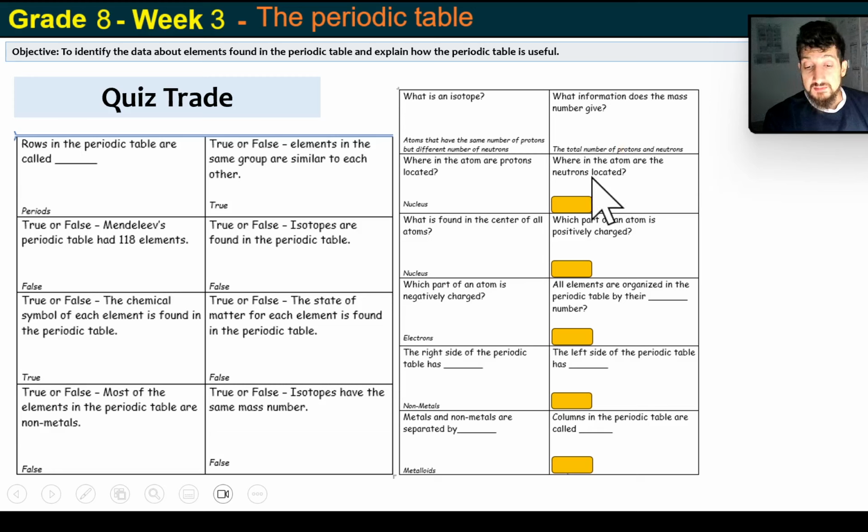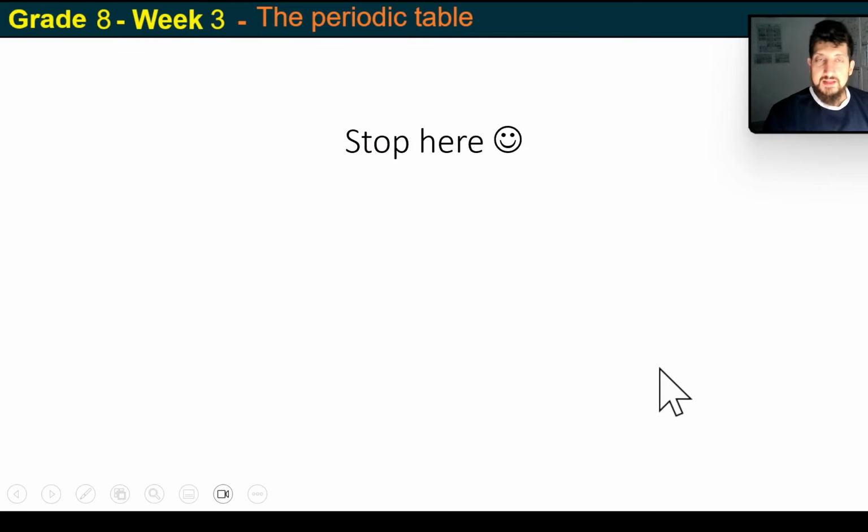Where in the atom are the neutrons located? It's inside the nucleus itself. Which part of an atom is positively charged? The protons. Hopefully you know that. All elements are organized in the periodic table by their number. By their what number? Atomic number, or number of protons. The left side of the periodic table has metals. The columns in the periodic table are called groups, while the rows are called periods. Okay, that's it.